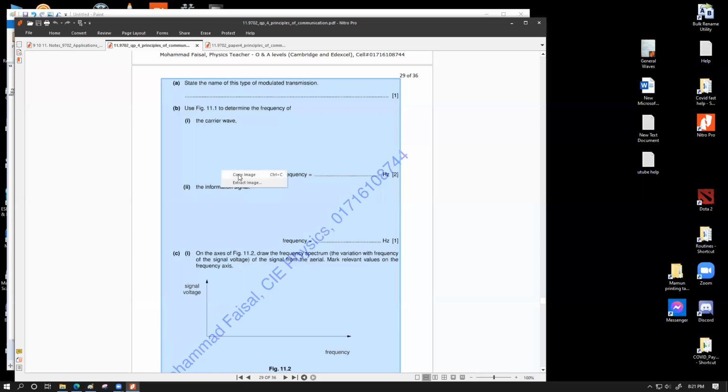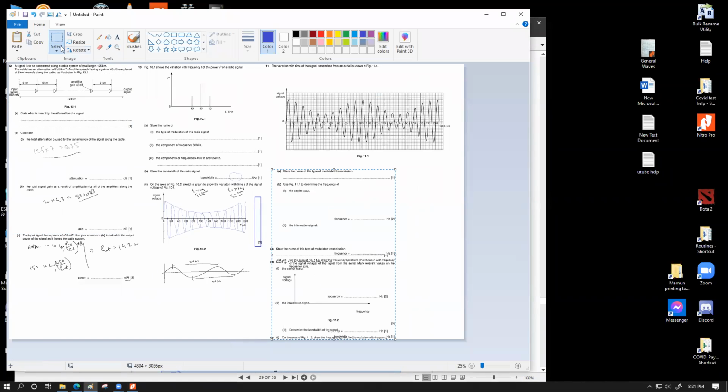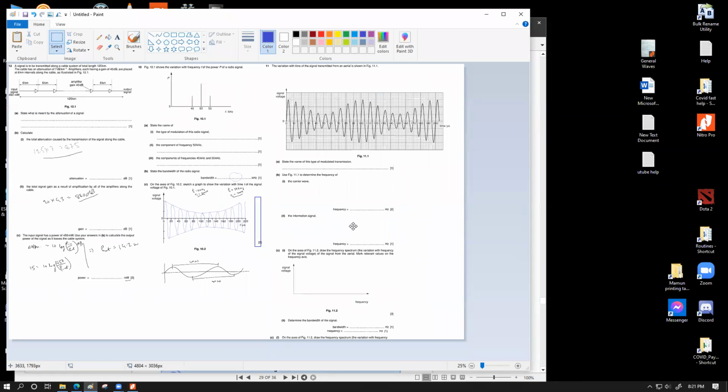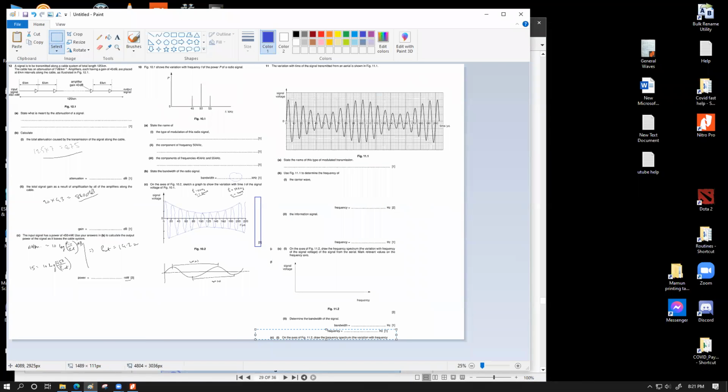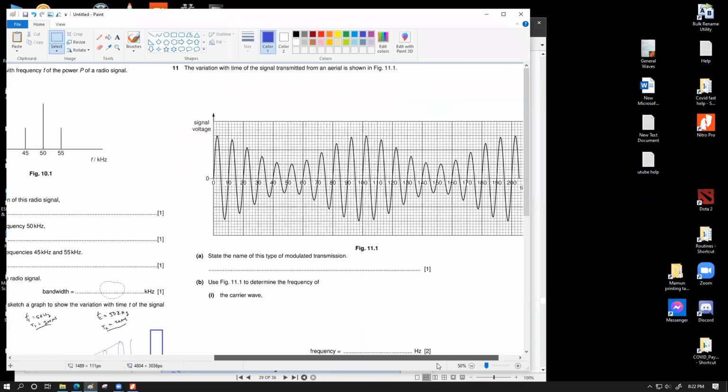I should do this now. Paste, transform selection. And we have the whole thing over here. Okay, so this is the question. We have to find out the frequency of the carrier signal.